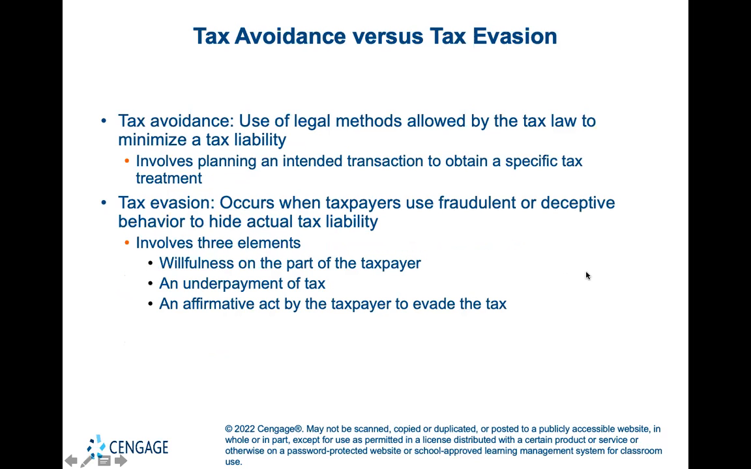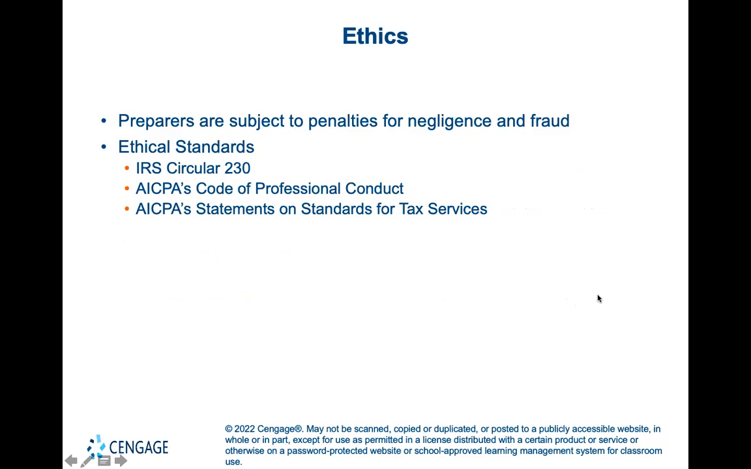Tax avoidance versus tax evasion. Tax avoidance is the use of legal methods allowed by the law to minimize a tax liability, and involves planning an intended transaction to obtain a specific tax treatment. Tax evasion occurs when taxpayers use fraudulent or deceptive behavior to hide actual tax liability. There are three elements involved in this: willfulness on the part of the taxpayer, an underpayment of tax, and an affirmative act by the taxpayer to evade the tax. So those are the three elements.